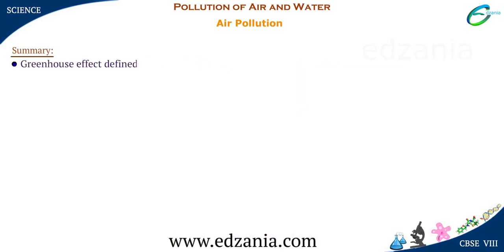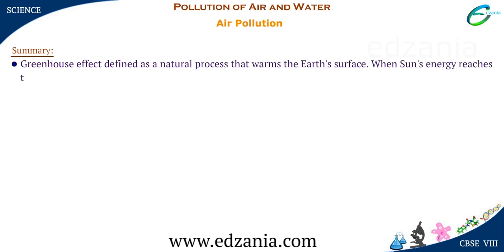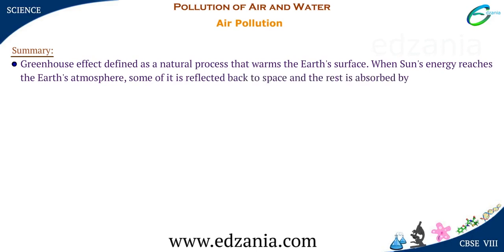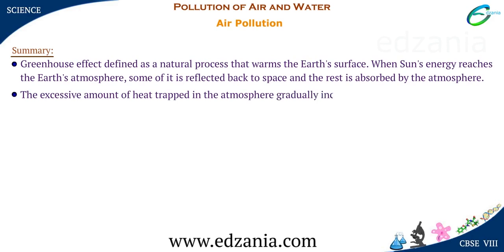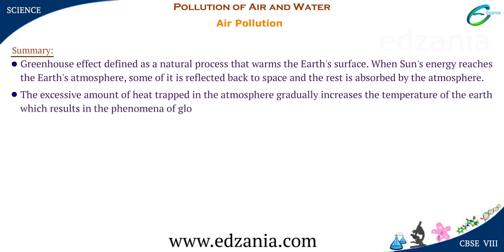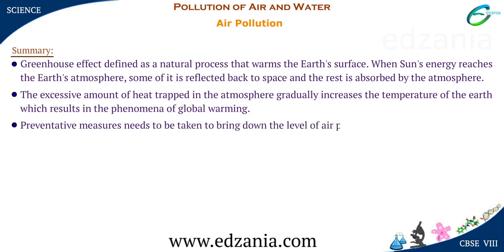The greenhouse effect is defined as a natural process that warms the Earth's surface. When the sun's energy reaches the Earth's atmosphere, some of it is reflected back to space and the rest is absorbed by the atmosphere. The excessive amount of heat trapped in the atmosphere gradually increases the temperature of the Earth, which results in the phenomenon of global warming. Preventive measures need to be taken to bring down the level of air pollution.